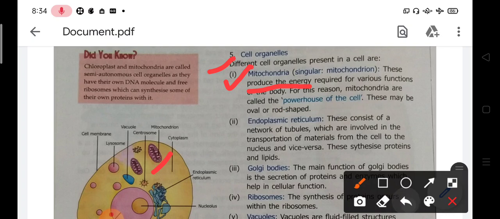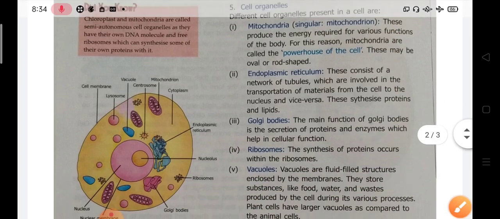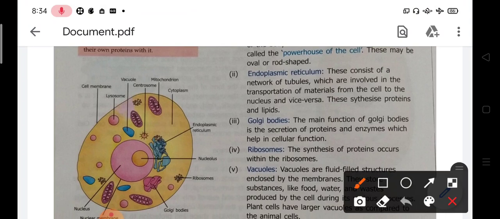Now next we talk about endoplasmic reticulum. Endoplasmic reticulum is a tubular structure. You can see the diagram over here. This is endoplasmic reticulum. It consists of a network of tubules, okay? Many tubes join together and form a network. So it is called a network of tubules, which are involved in transportation of materials from the cell to the nucleus and vice versa. That means from cell to nucleus, substances are transported through endoplasmic reticulum.